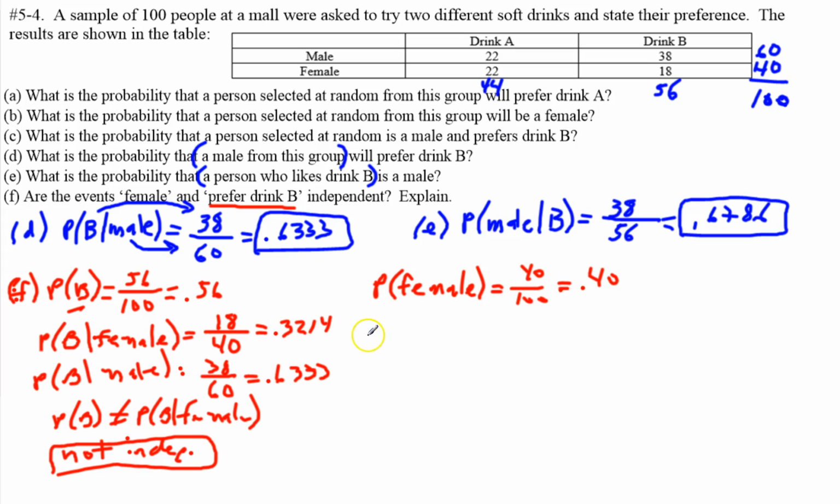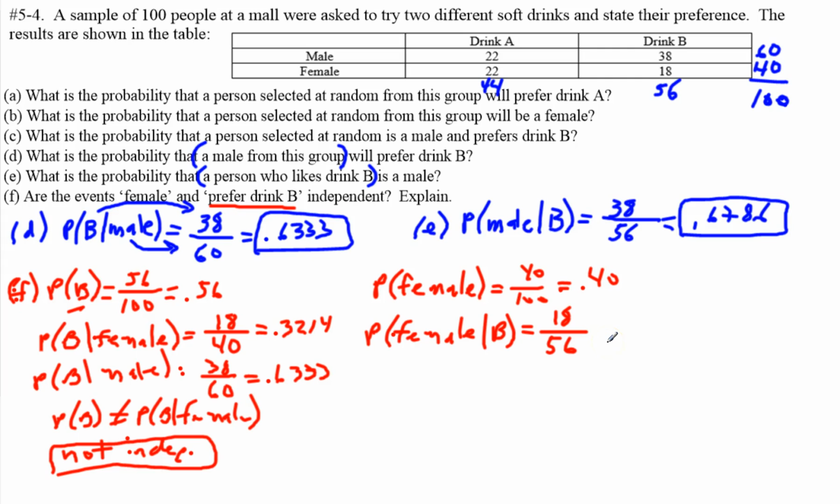And then what's the probability of being female given that you like drink B, the other event. So this would be out of the B drinkers, 56. How many of them are female? That would be 18. And 18 out of 56 turns out to be, let's see, female given B.